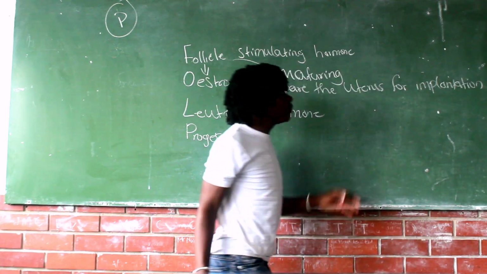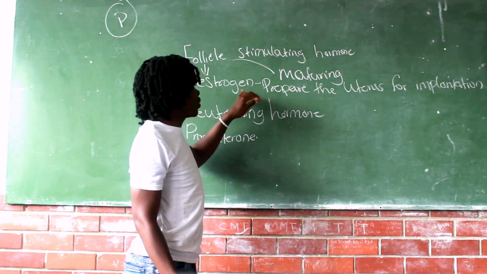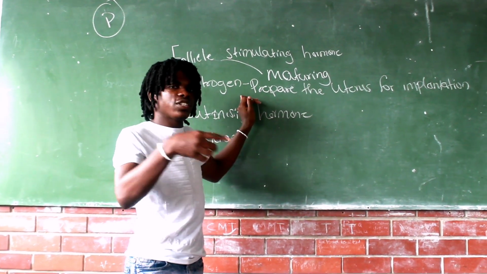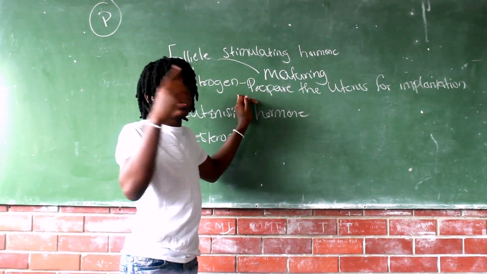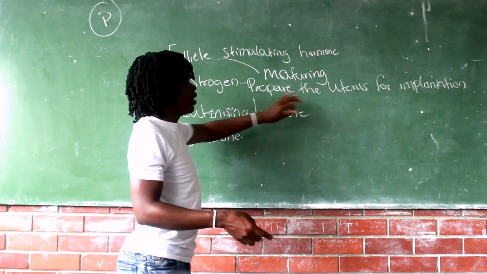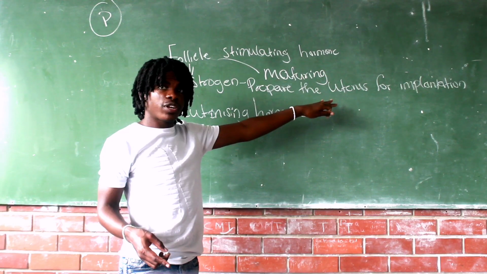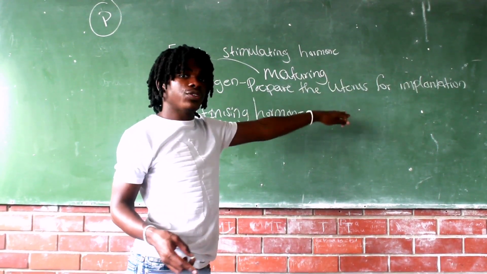When we're talking about implantation, we are talking about the part whereby fertilization has occurred and the development stages have occurred from zygote till the embryo. So implantation is whereby the embryo attaches itself into the endometrium, which is the lining of the uterus.